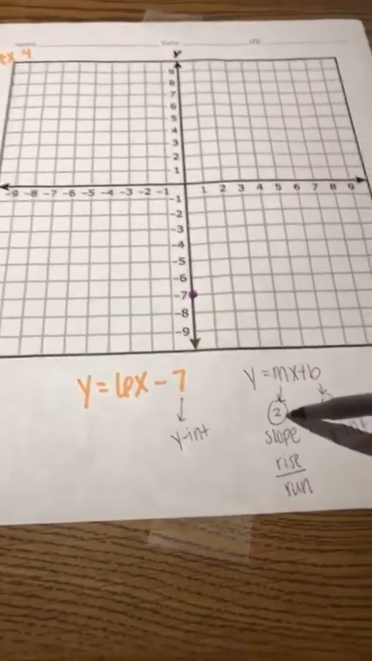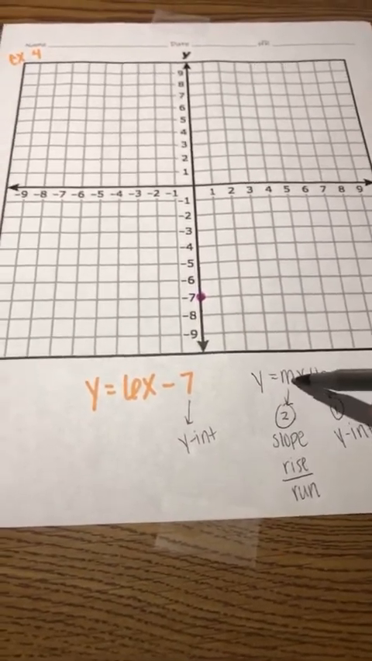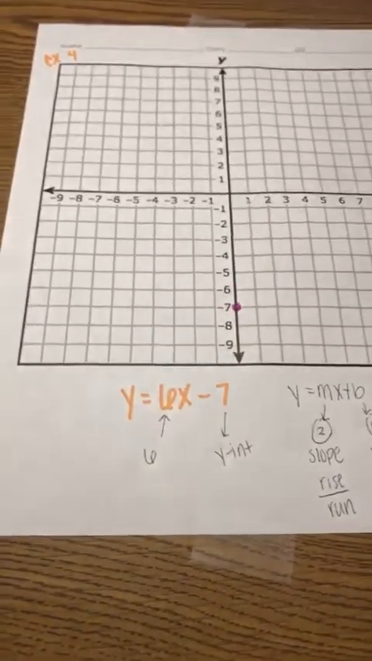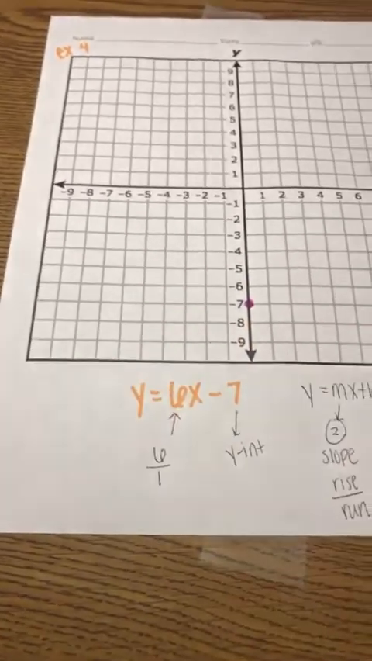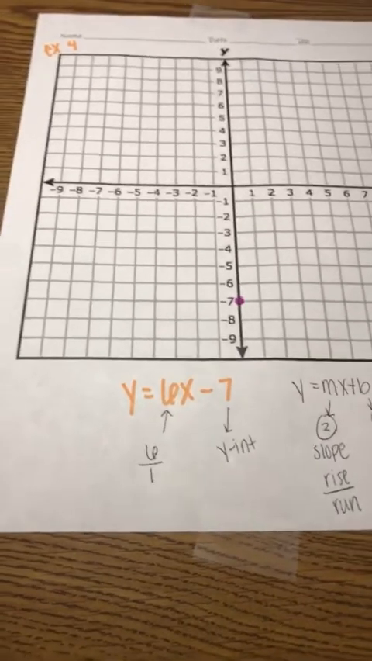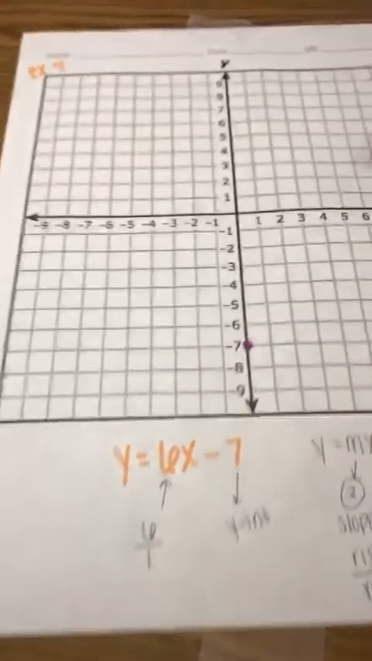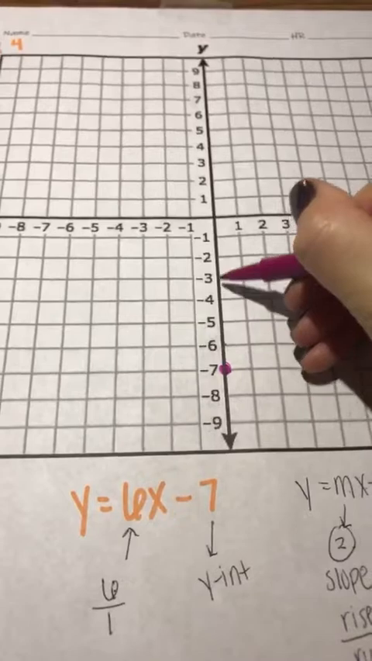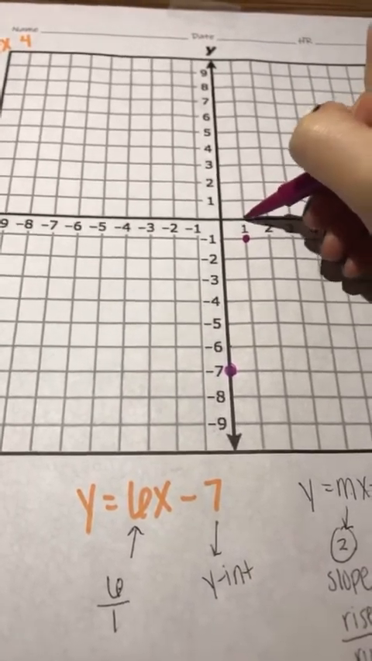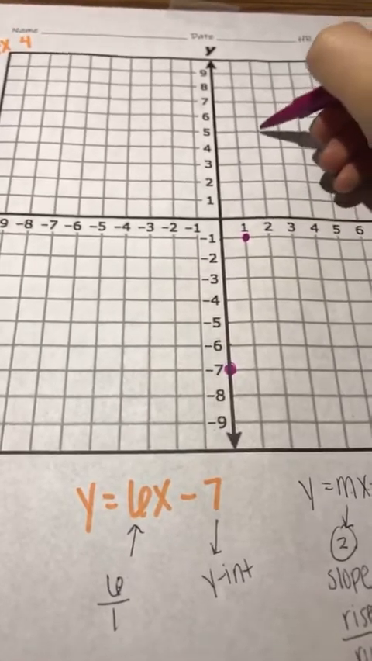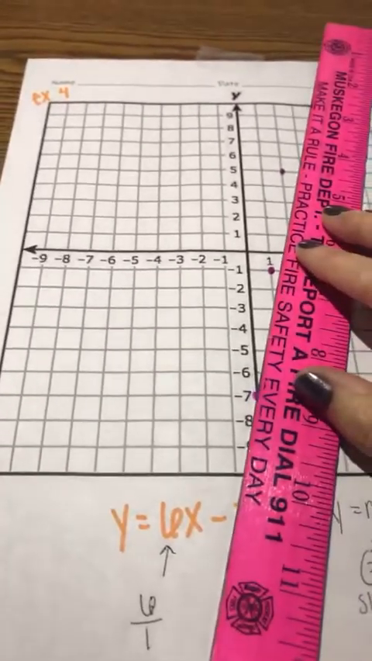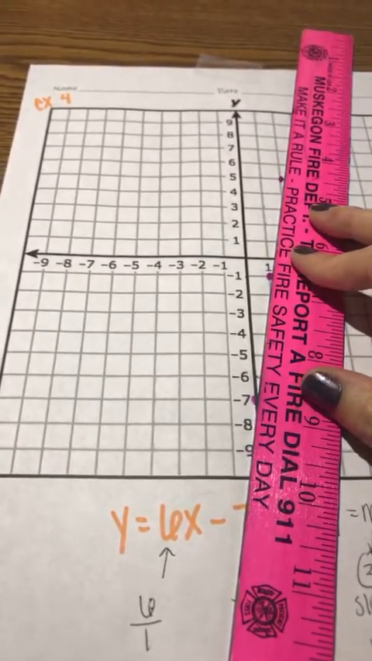My second step is my slope, which is attached to the x. This is 6. Anytime we have an integer, we can put a 1 under it. So I'm going to go up 6 over 1. From my starting point, I'm going to go up 6, 1, 2, 3, 4, 5, 6 over 1. And then I would take my ruler or whatever I'm using for my straight edge and draw a perfect line.